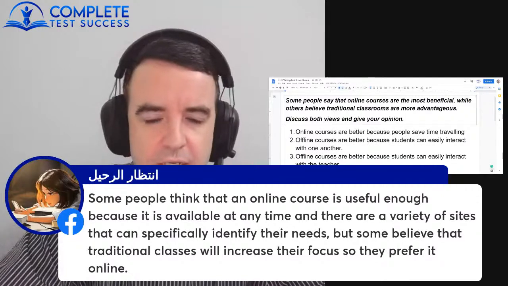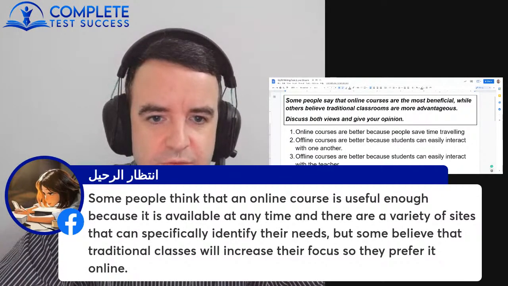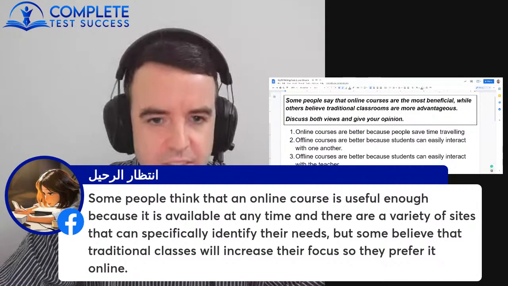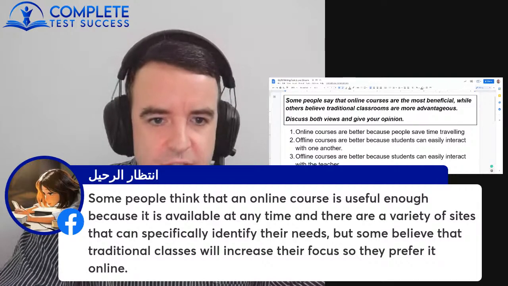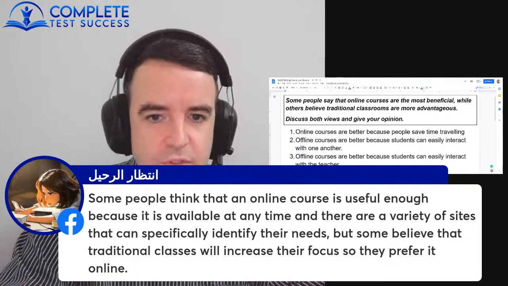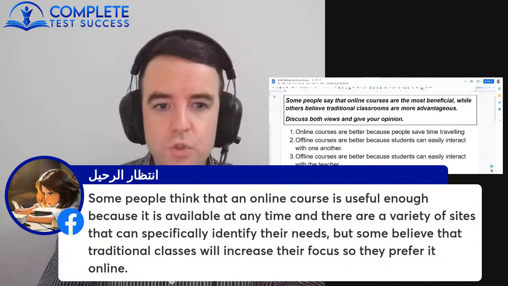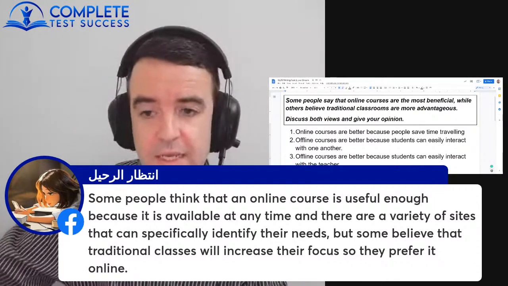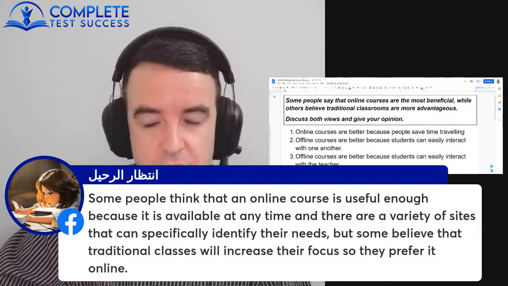Some people think that an online course is useful enough because it is available at any time, and there are a variety of sites that can specifically identify their needs. But some believe that traditional classes will increase their focus, so they prefer it to online classes. Yeah, just that bit at the end isn't accurate, but that's actually well written there.